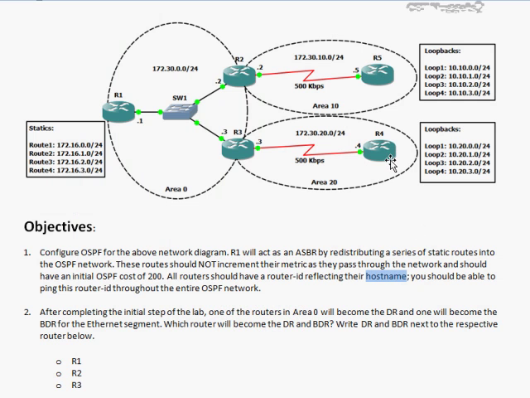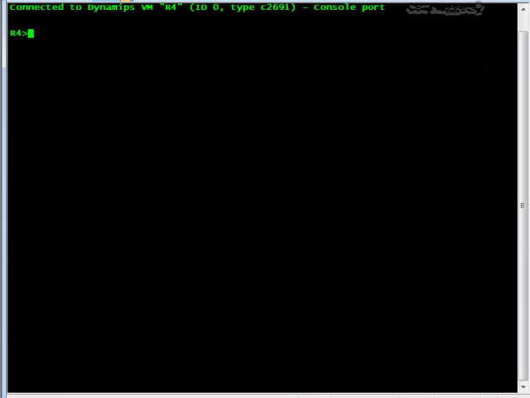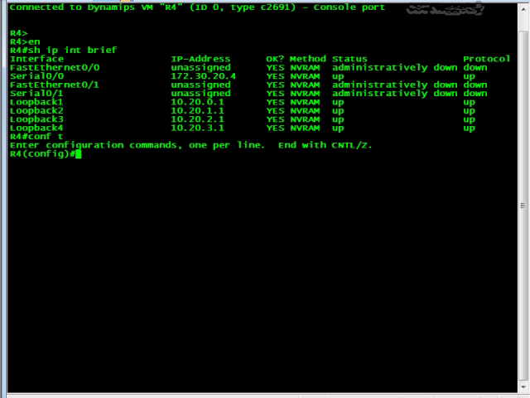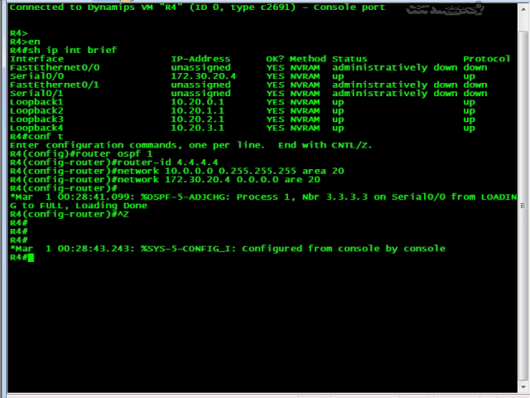Jump over to router 4. Router 4 is fully in area 20. So let's do it. Show IP interface brief, config T. Oh, and we've got these loopbacks as well. So I'm going to do router OSPF 1, router ID 4.4.4.4. Let's get easy on these guys. Network 10.0.0.0, area 20. That's all area 20 routes, and network 172.30.24.0, area 20 as well. So that should bring up the neighbor relationship right there to router 3.